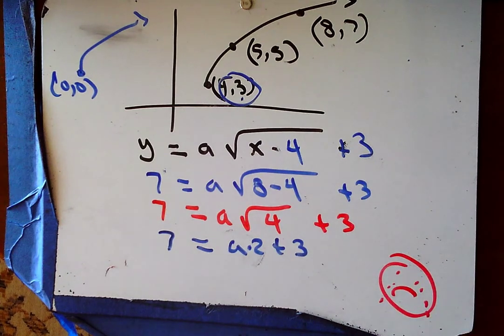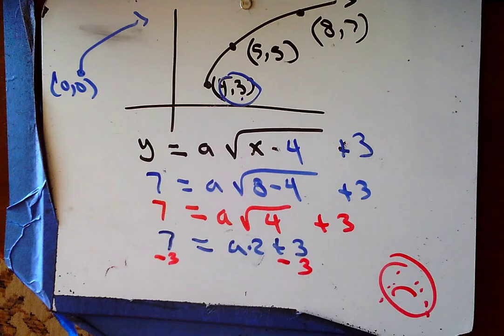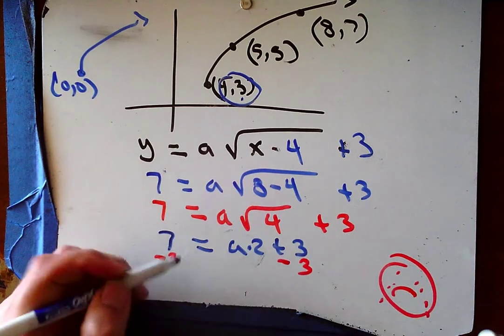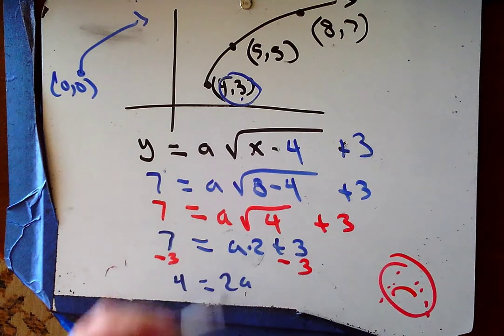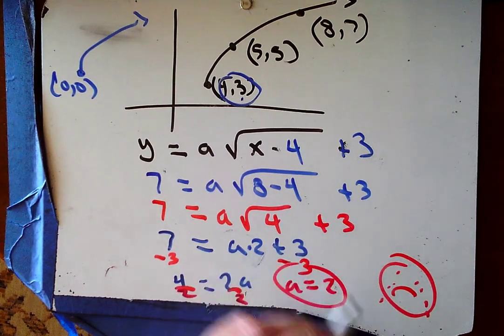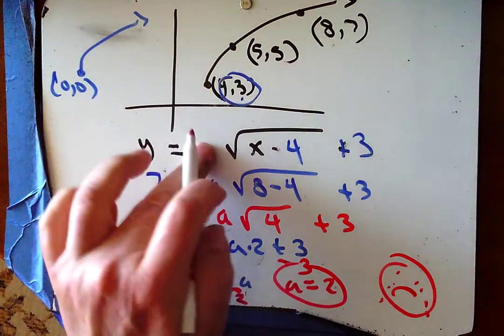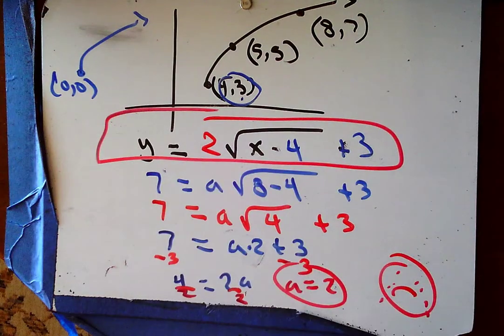Okay, so instead, I'm going to subtract 3 and get 4 equals 2a. I'm going to divide by 2 to get a equals 2. So, a equals 2. There's my equation.